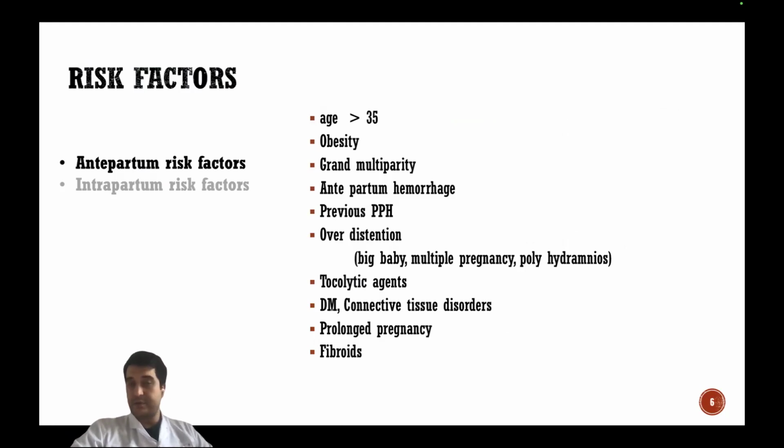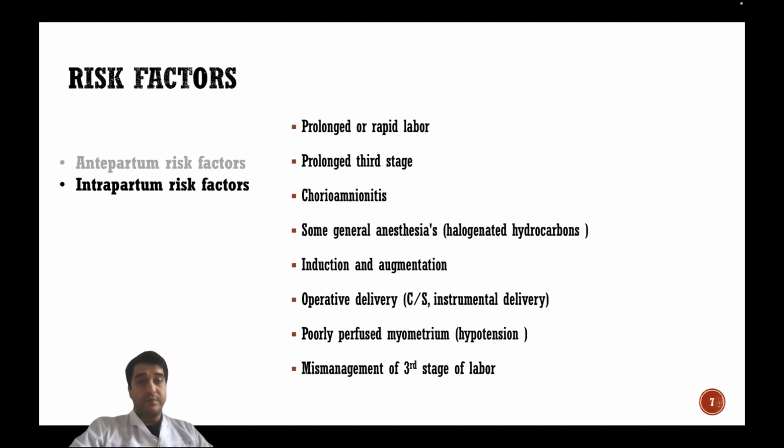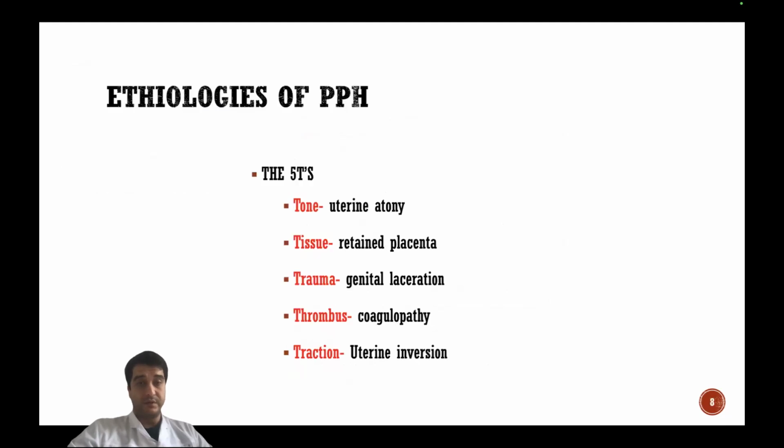Risk factors: age more than 35 years old, obesity, grand multiparity, antepartum hemorrhage, previous postpartum hemorrhage, overdistension, big baby or macrosomia, multiple pregnancy, polyhydramnios. Tocolytic agents used before labor, edema, connective tissue disorders, prolonged pregnancy, or some types of fibroids. Intrapartum risks are prolonged or rapid labor, prolonged third stage, chorioamnionitis, general anesthesia, induction and augmentation, operative delivery, poorly perfused myometrium, and mismanagement of the third stage of labor.